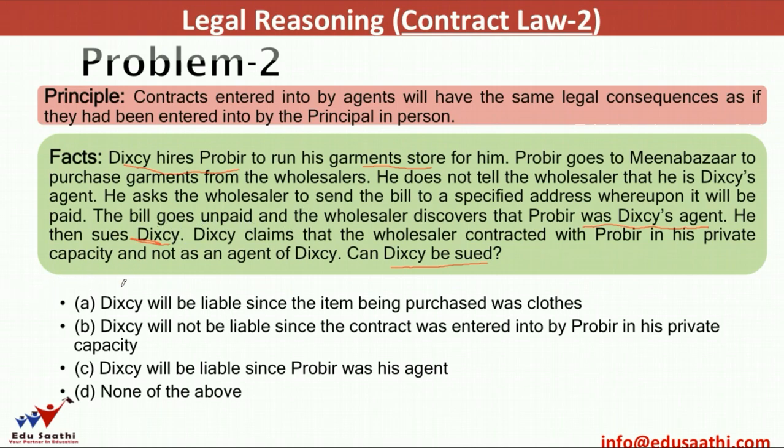So let's take option A. Dixie will be liable since the item being purchased was clothes. No, this is not the question here. B. Dixie will not be liable since the contract was entered into by Probir in his private capacity. No, Probir was acting on behalf of Dixie while buying clothes for his garment store. C. Dixie will be liable since Probir was his agent. This is the correct answer. That is, Dixie will be liable because Probir was acting as an agent in the course of employment of agency. So the last one would automatically be struck out.